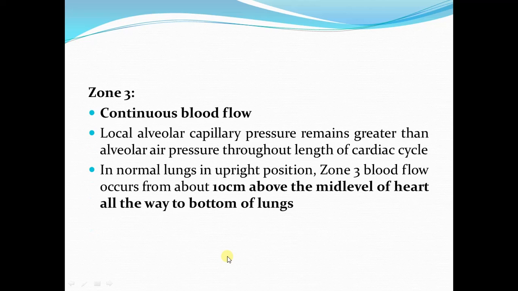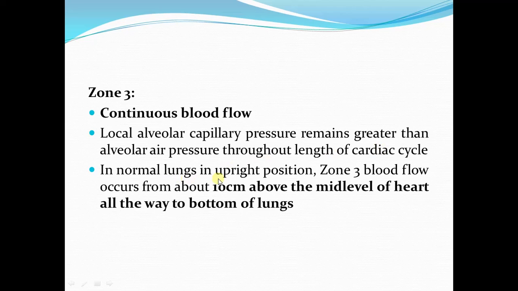Now coming to the zone 3 blood flow. Zone 3 blood flow is the continuous blood flow. And why is there a continuous blood flow? It is because the capillary pressure remains greater than the alveolar air pressure throughout the length of the cardiac cycle. That means both the systolic and diastolic pressures are greater than the alveolar air pressure. So there is a continuous blood flow throughout the length of the cardiac cycle.